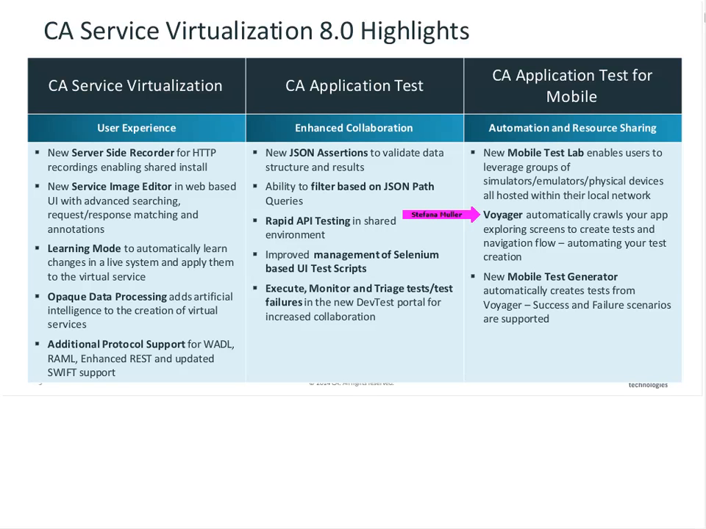So mobile test generator, it creates the tests from Voyager. So Voyager will crawl your app and find navigation flow, and then the mobile test generator actually creates the test and finds the ability for success and failure scenarios. So you can actually do negative testing through the Voyager app. Okay.